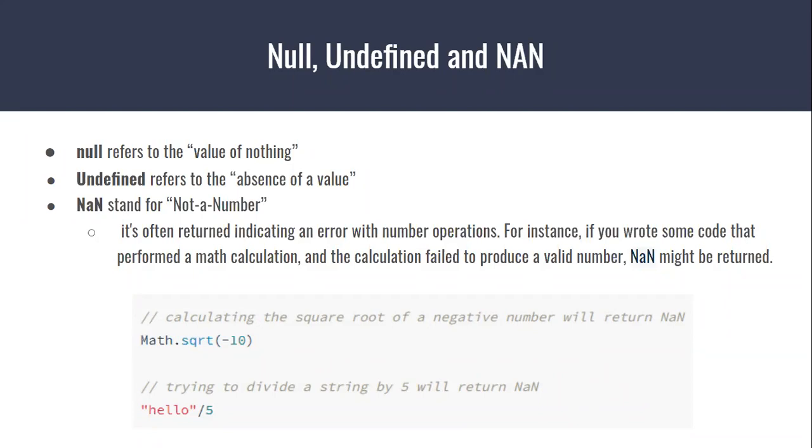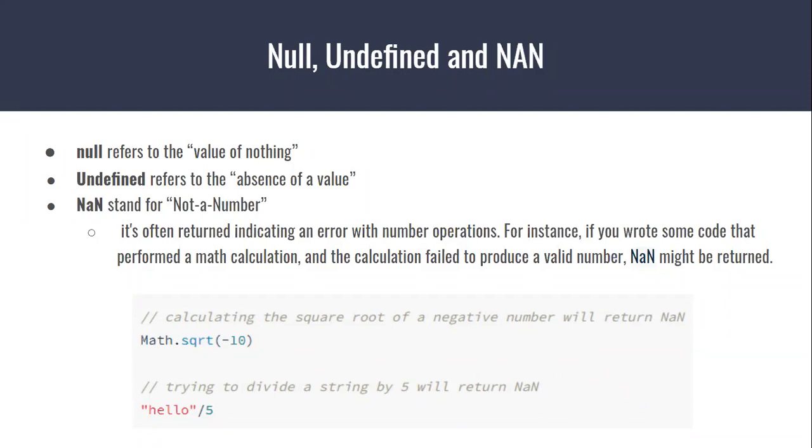Not a number, so NaN. We came across it already. We tried to multiply 5,000 against, I think, a string, and it just came back NaN. So that was kind of an error that happened. It's returned when an error happens within a number operation.